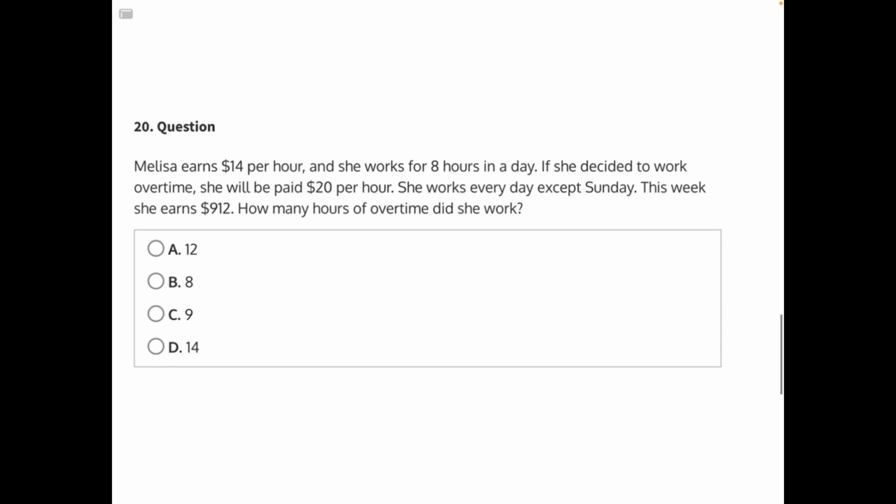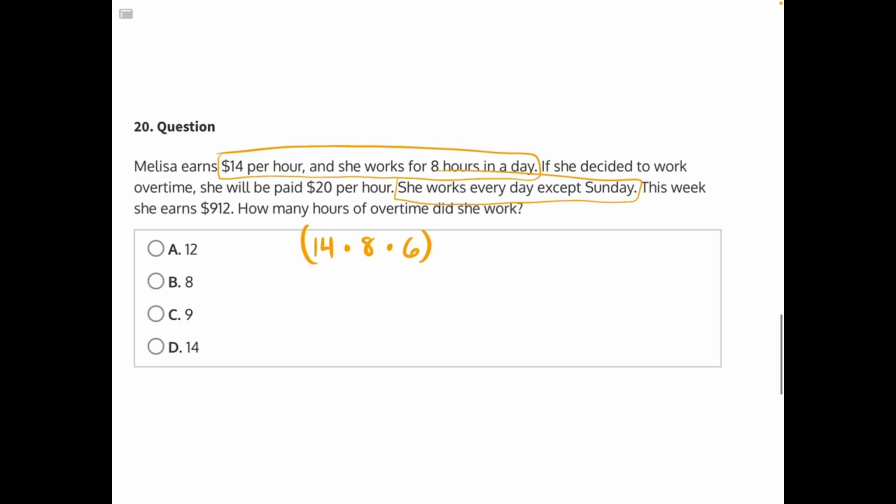Let's start by figuring out how much money she made by working her regular, non-overtime hours, which would be $14 an hour for 8 hours a day, every day except for Sunday. So if we were to represent all of that in terms of math, it would be $14 for every hour she works times 8 hours a day times the number of days that she is working, which is every day except Sunday, 6 days out of the 7 total days in a week.